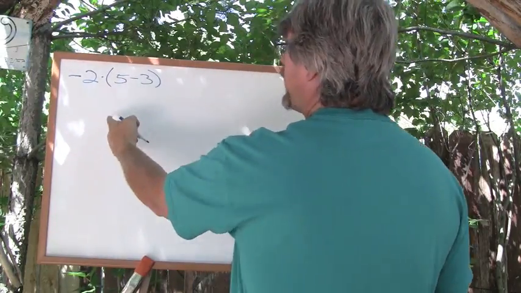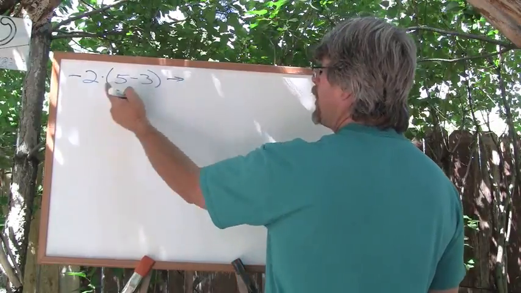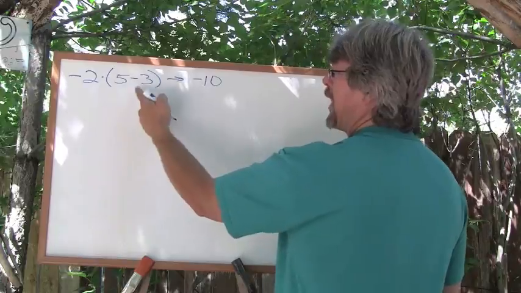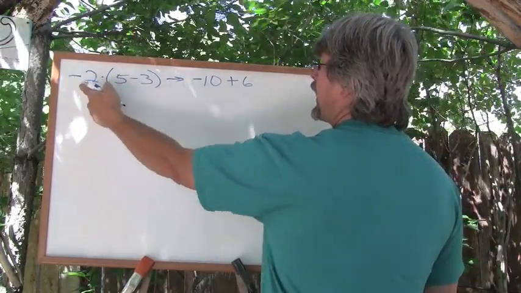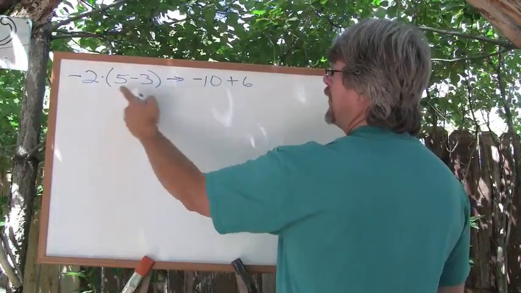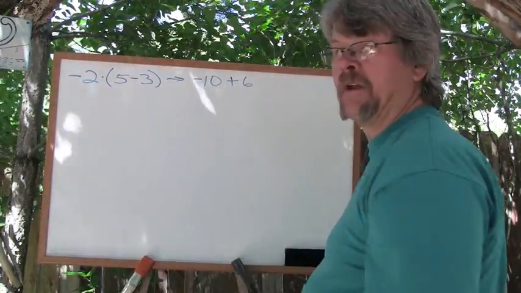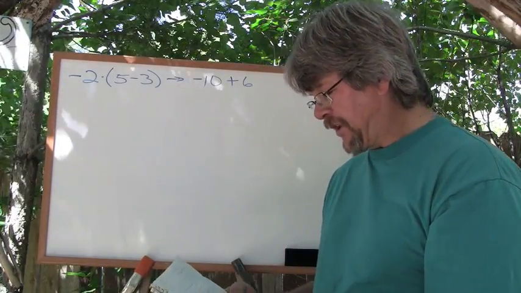Negative 2 times, I even put the times in there. Negative 2 times 5 is negative 10. Negative 2 times negative 3 is positive 6. And negative times a positive is a negative, and negative times a negative is a positive. This will help you practice your signs, right? That's very important to do.